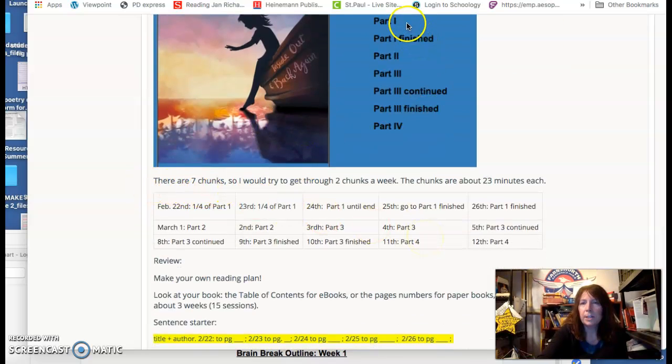There are 7 chunks, 1, 2, 3, 4, 5, 6, 7. So I would try to get through 2 chunks a week. So 7 and 7 is 14. The chunks are about 23 minutes each. And they're 5 days in a week. 3 weeks is 15. So February 22nd, 1/4 of part 1.